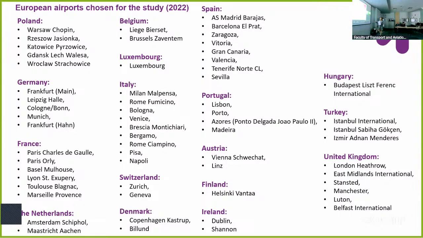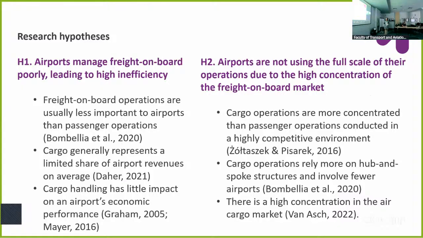Well, Turkey was very interesting for us because Istanbul International is relatively a new hub where all the operations were moved from Istanbul Atatürk in 2022, and Istanbul International possesses a huge cargo terminal as well, and the United Kingdom, after Brexit. So what is the performance?